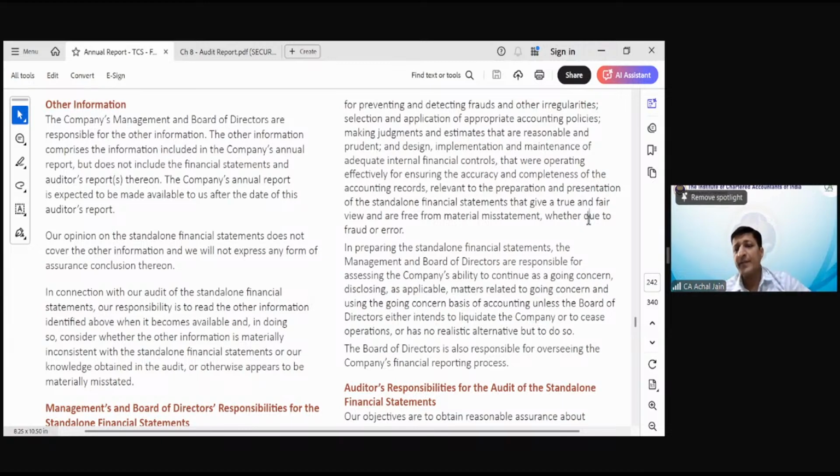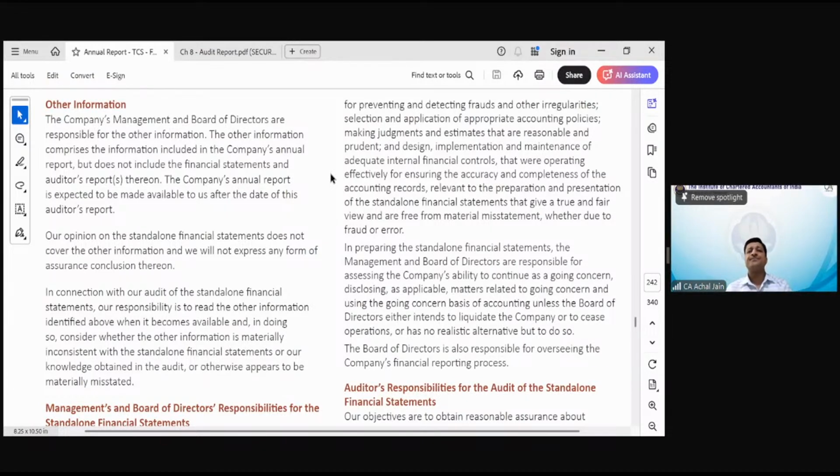So the auditor is clarifying that all of these matters related to the going concern are expected to be taken care of by the management and board of directors. The board of directors is also responsible for overseeing the financial reporting process of the company. So not only the management; if there is anything which is the specific responsibility of the board, the auditor has specified that.